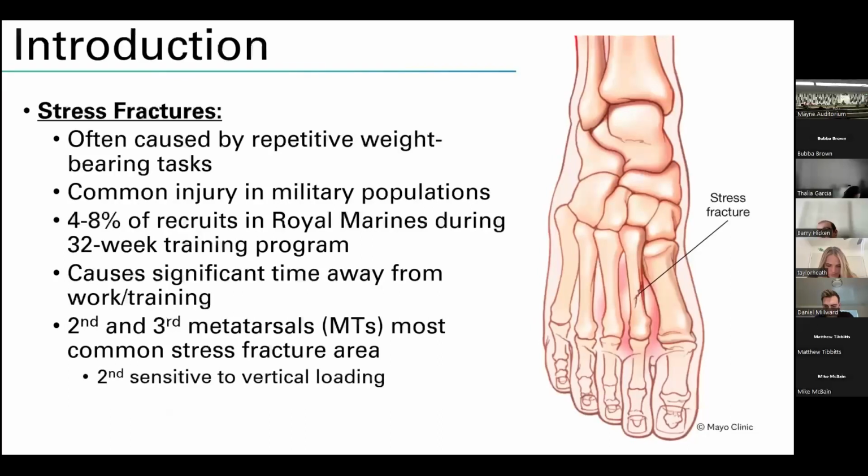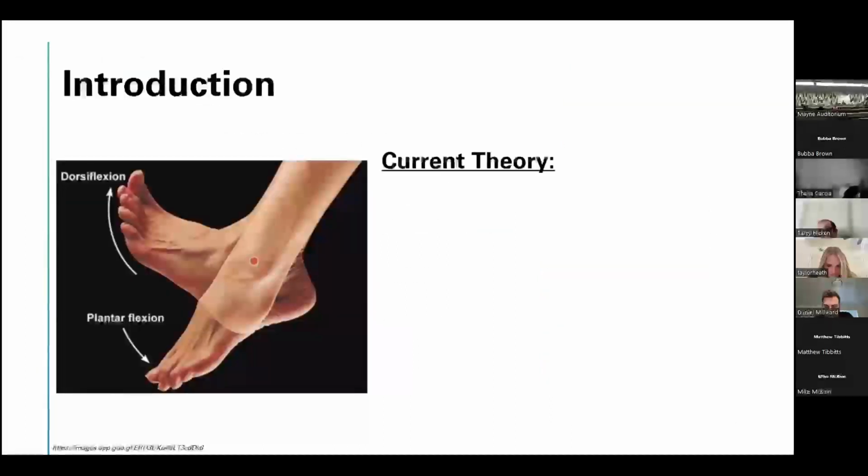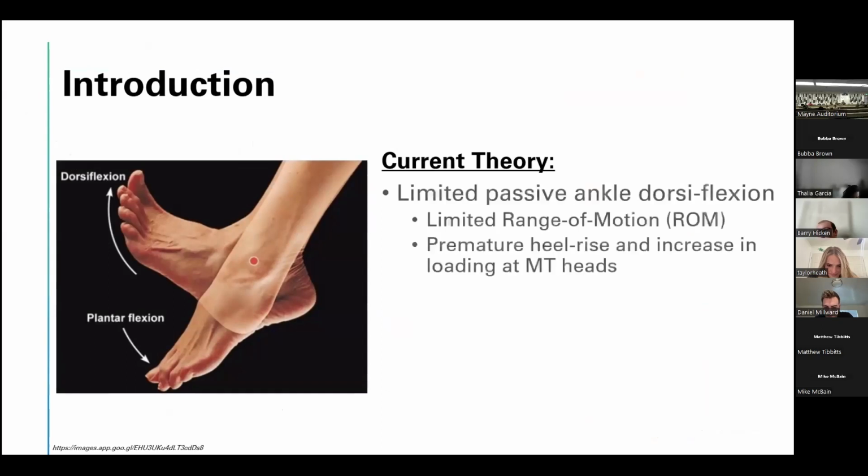So the second is apparently more sensitive to vertical loading according to prior literature, and the third is more prone to damage if subjected to lateral loading. And there's a couple of theories for why that's the case. So dorsiflexion is when, this is actually, I forgot about their perspective, it's like this. And there is an assumption that if you have limited range of motion for your passive ankle dorsiflexion, it may be causing a premature heel rise and an increase in loading at the metatarsal heads closer to toe off.